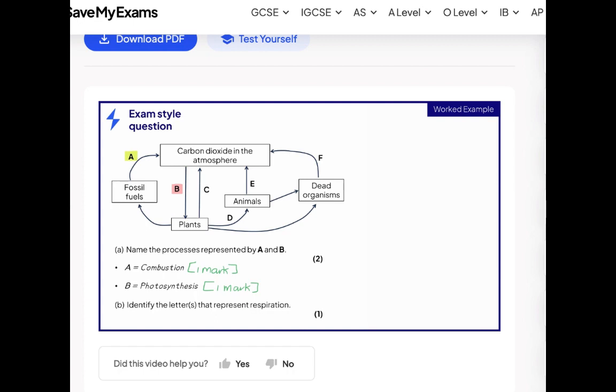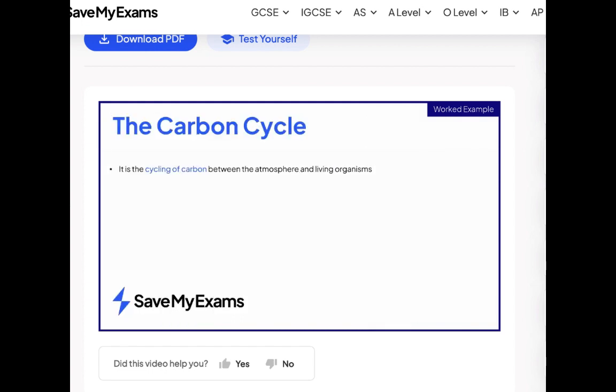For the second question, you need to remember that respiration is a process that occurs in living organisms, and it will release carbon dioxide into the atmosphere. The arrows that represent this would therefore be C and E. Note that you need to give both letters in order to gain 1 mark here.